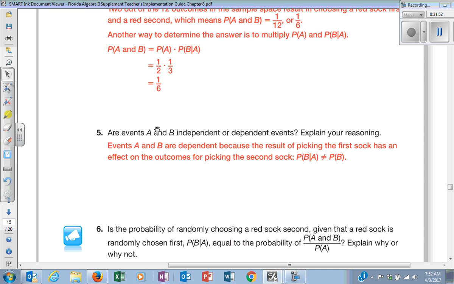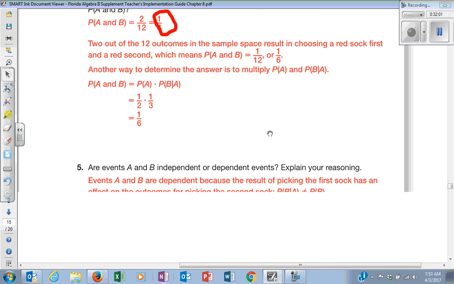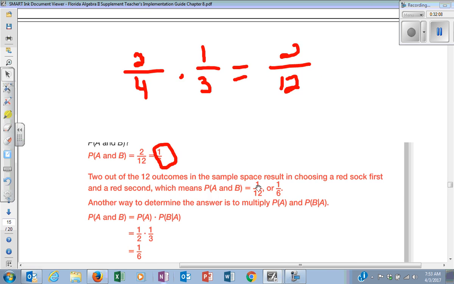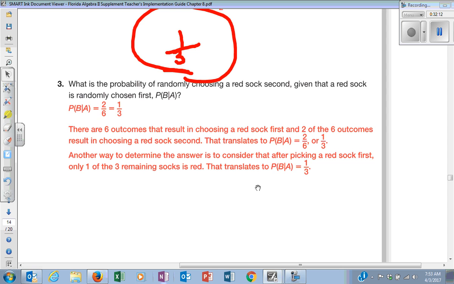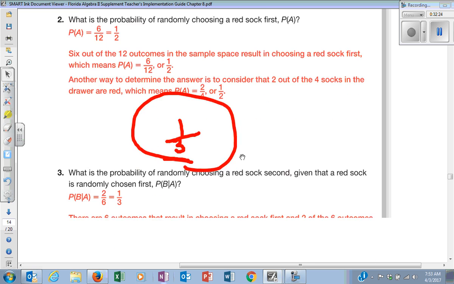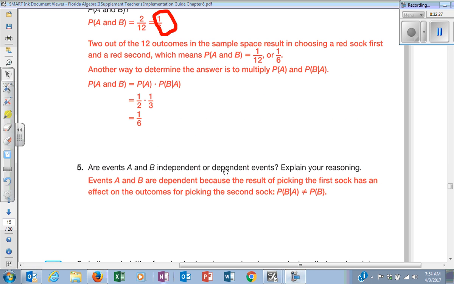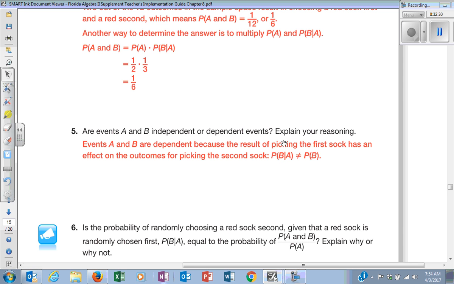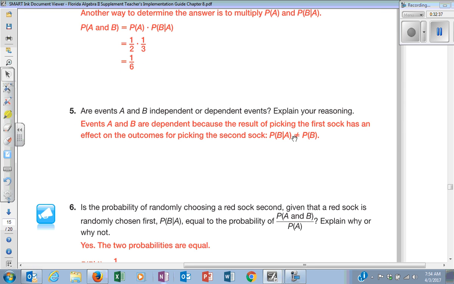Are events A and B independent or dependent of each other? And so we know that A and B are dependent because when I go back here, the first sock has effect over the picking of the second one, because if I go back to the probability of just B, the probability of just B happening was... so events A and B are dependent because the result of picking the first sock has an effect on the outcome of picking the second sock. So the two probabilities are not going to be equivalent.